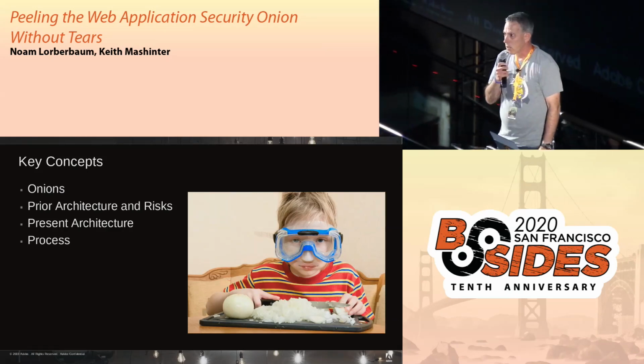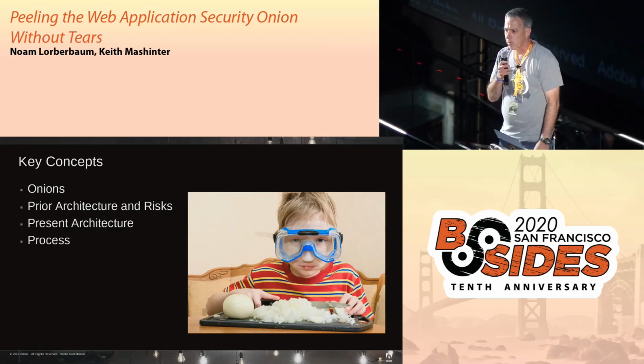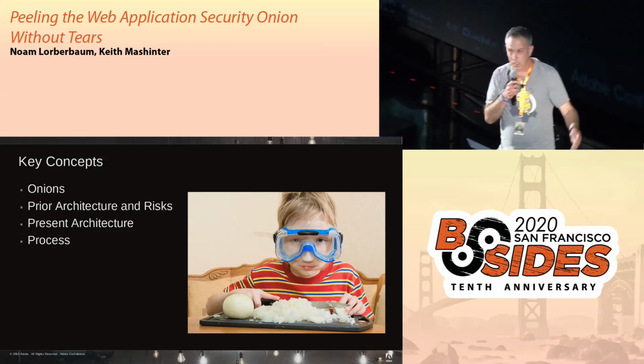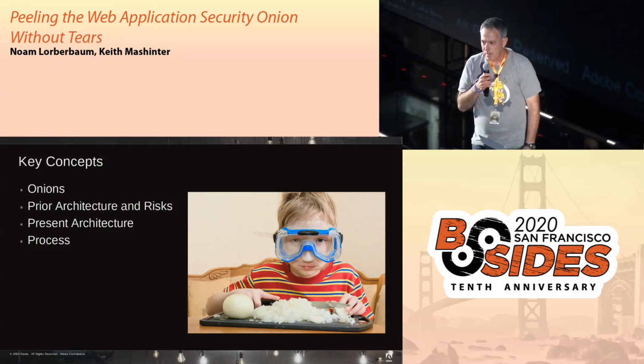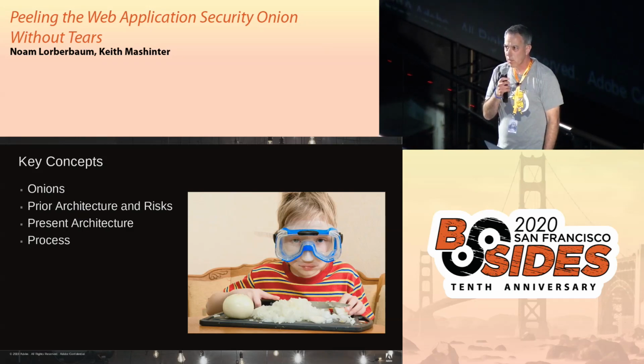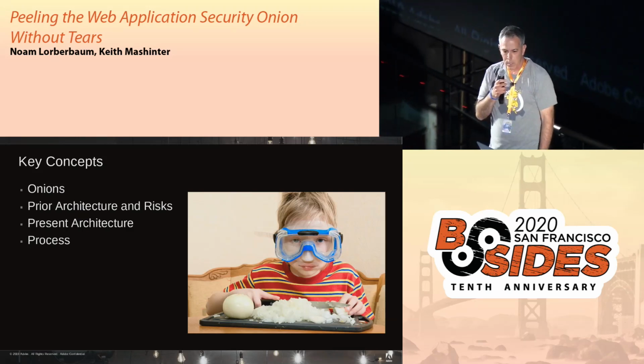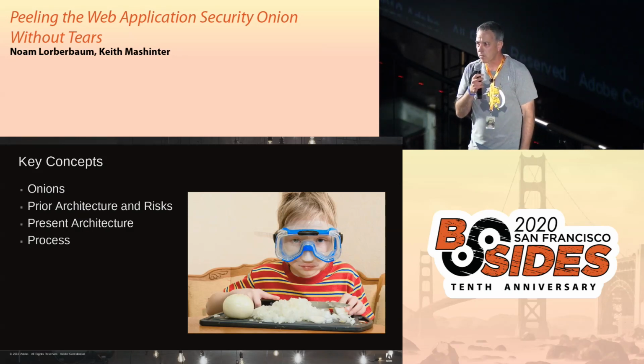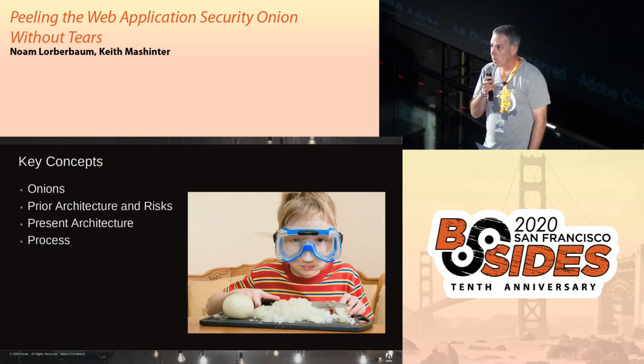So we're going to talk a lot about layers, and therefore included some onions. It was Keith's idea. We're going to talk about the new architecture of this web application that Keith would cover. And of course, we're going to talk also about security-related processes, because as we all know, security is not just an end product, it's a whole process as well.